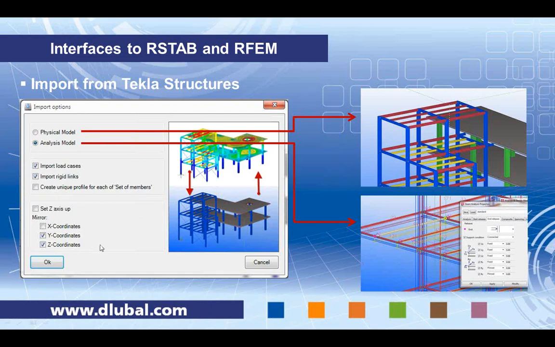Another typical problem when you exchange data from one program to the other is the direction of the global axis, the global z-axis. Once it goes up, it may be changed to downward in the analytical application, or vice versa. So we can mirror this information automatically.